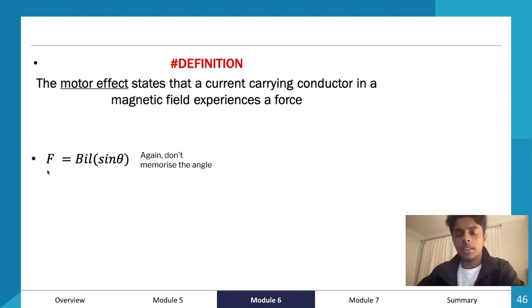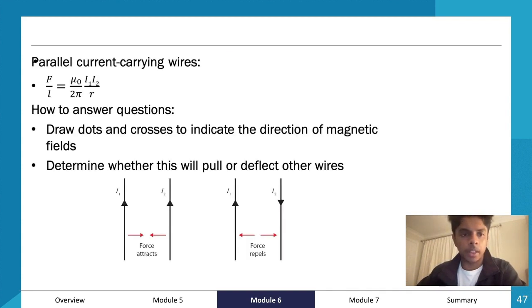But don't memorize it to be sine theta, memorize it to be the perpendicular vector, or the perpendicular force. Because it could change from cos theta to sine theta. But with that out of the way now, we can look at parallel current carrying conductors. So this is the formula for force per unit length between 2 parallel current carrying conductors. So that is that formula.